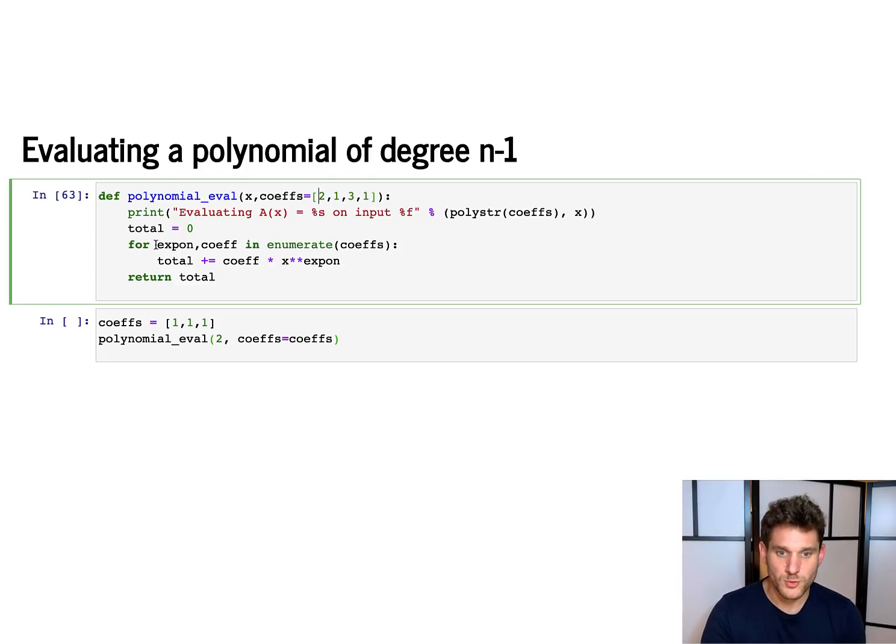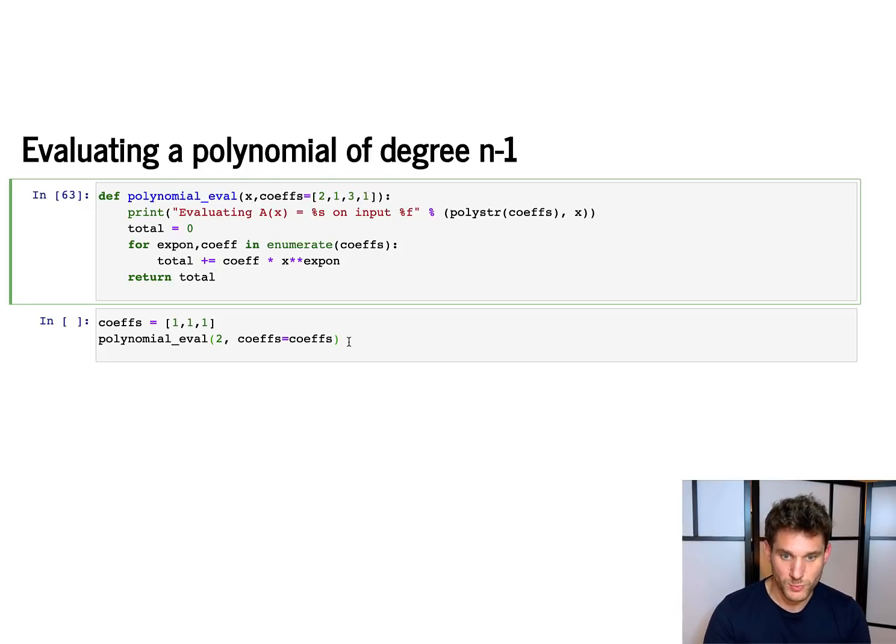And what you have to do is run through the coefficients and the associated exponents for those coefficients. This has exponent equal to 0, this is exponent 1, exponent 2, exponent 3. And you take the total and you add to the total coefficient times x to the exponent. This is just how you would evaluate this polynomial with these coefficients at the point x.